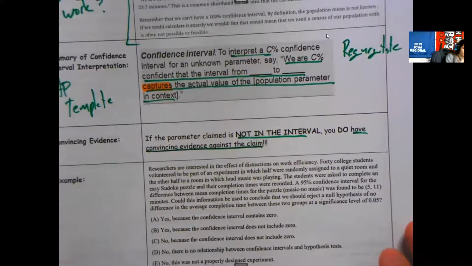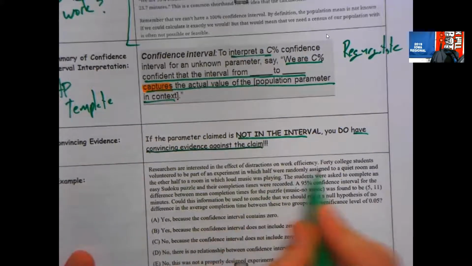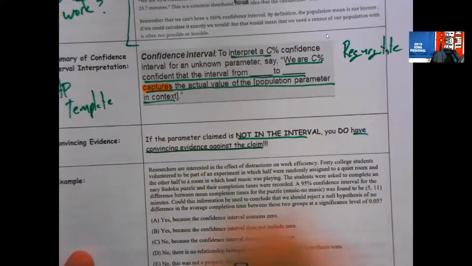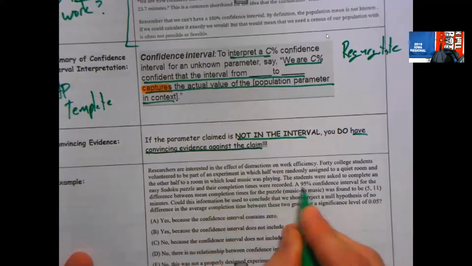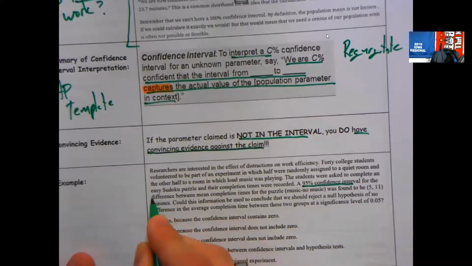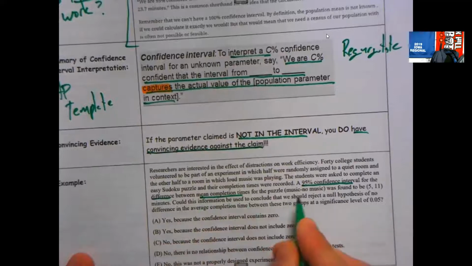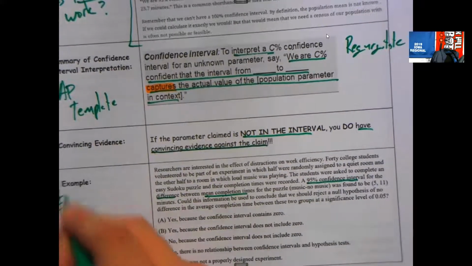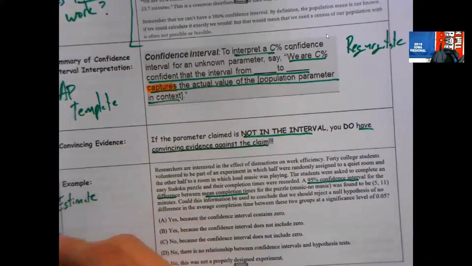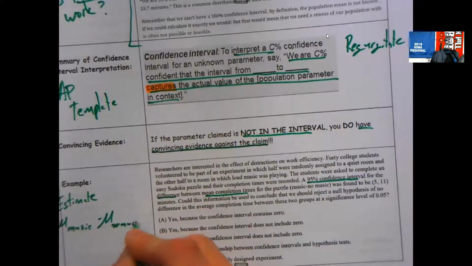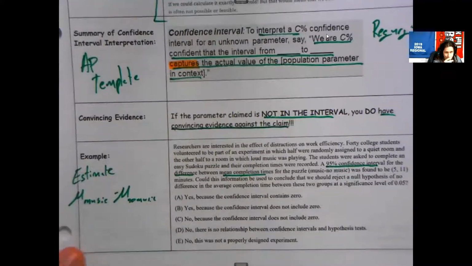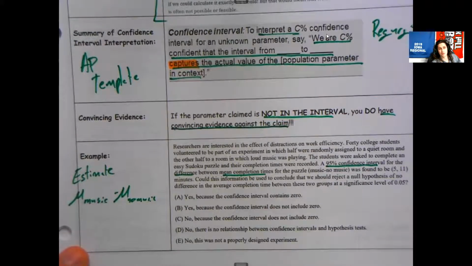So down below, we'll read: researchers are interested in the effect of distractions on work efficiency. Okay, cool. 40 college students volunteered to be part of an experiment. Half are in a quiet room, half are in a loud room. Great. And then we made a 95% confidence interval for the difference between the mean completion times for the puzzle, music minus no music. So we're trying to estimate mu music minus mu no music. How long does it take to do the Sudoku puzzle? It's probably going to take longer, right, if you've got music played in your ear. I don't know. And we found this interval was 5 to 11 minutes.